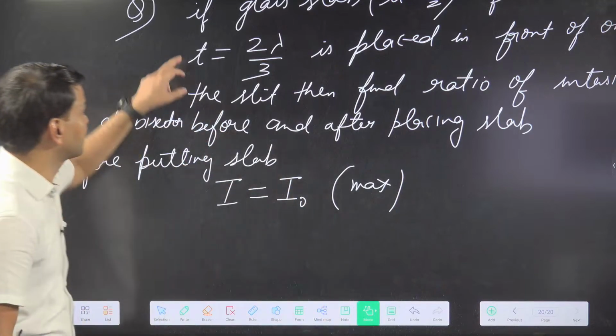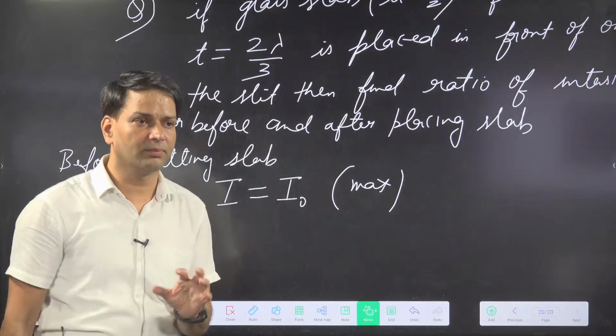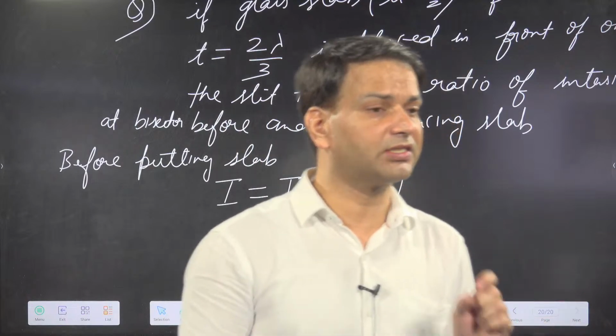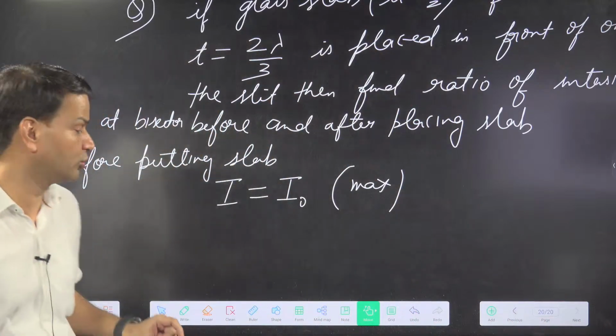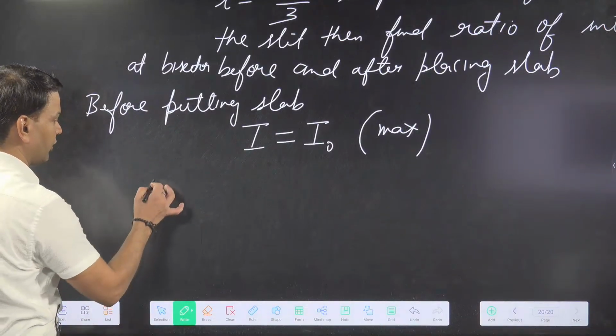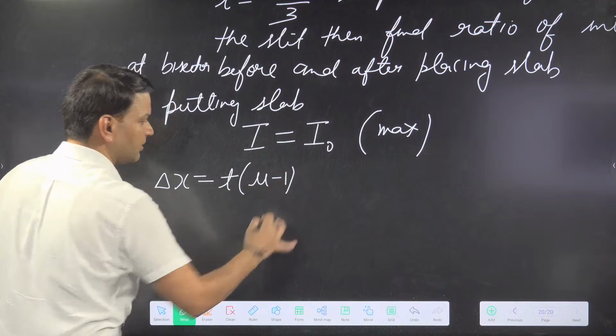Now when we put the slab, what will the slab do? The slab will produce a path difference. How much path difference will it produce? It will produce the path difference T into (mu minus 1). So delta x is equal to T into (mu minus 1).